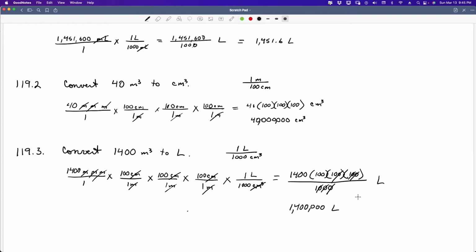So on paper, the metric system may be easier for you to calculate, but it might be harder for you to understand exactly how much that is in the physical world.